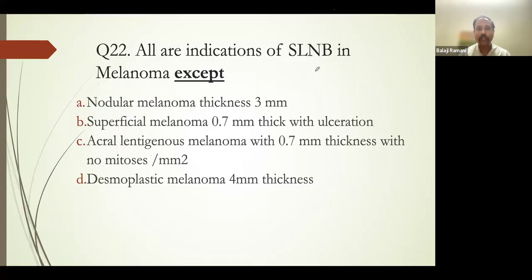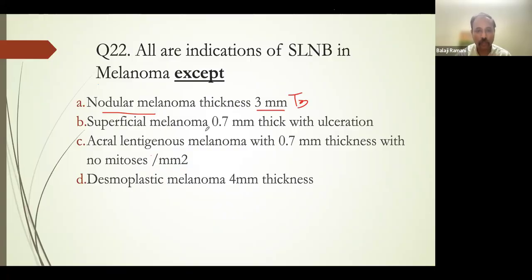So now let's go on to indications for SLNB are all except. So where will you not do a SLNB? I think this is a very clear answer here. So nodular melanoma, 3 millimeter thickness. What is this? This will come under your T3 lesion. Okay, so this is going to be your T3 lesion.